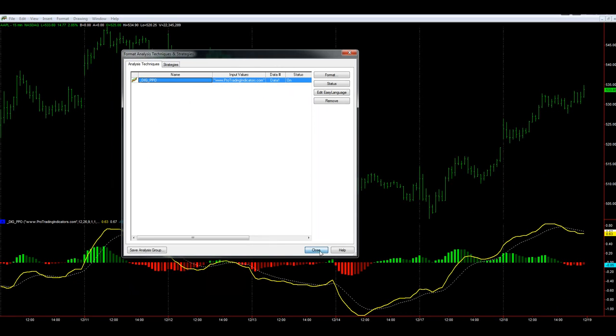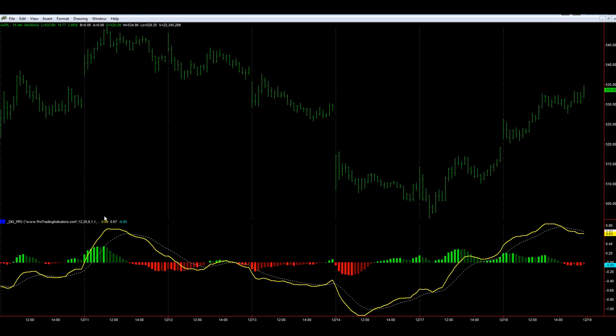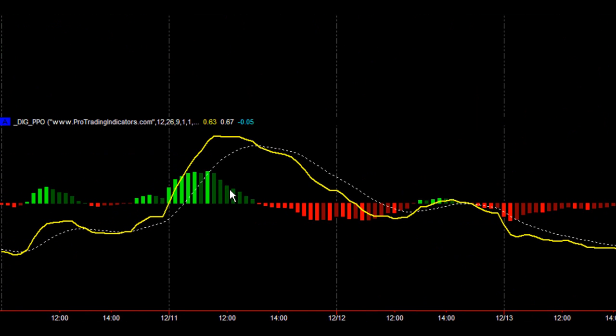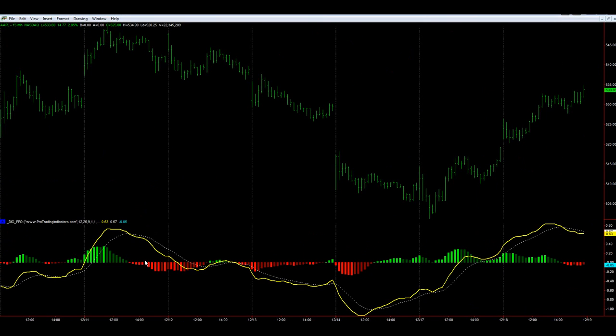So that is pretty much it. Very useful indicator. I love it. I love the simplicity of how I can just take a quick glance down here and see what's going on with the moving averages and with the histogram. It's just a quick look at what's going on. After I've looked at other markets, I can quickly glance at it and know where I'm at.